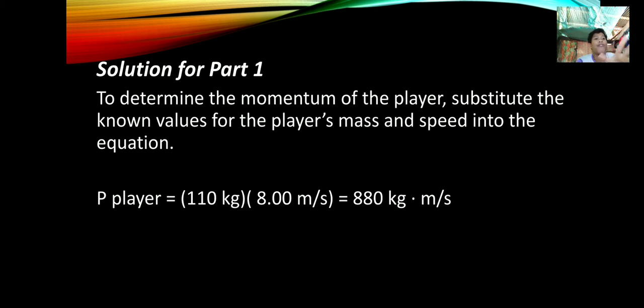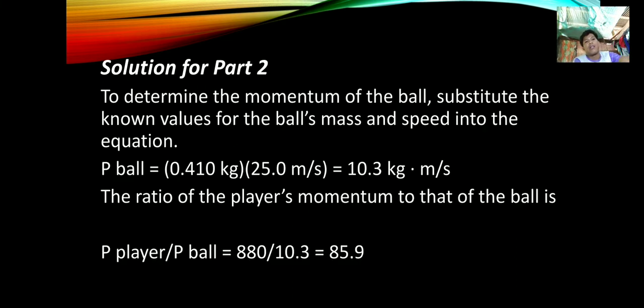So here is the solution for part 1. To determine the momentum of the player, substitute the known values for the player's mass and the speed into this equation. So the given from the problem, P of the player is equal to 110 kilograms times 8.00 meters per second. So it will give you a result of 880 kilograms times meters per second.